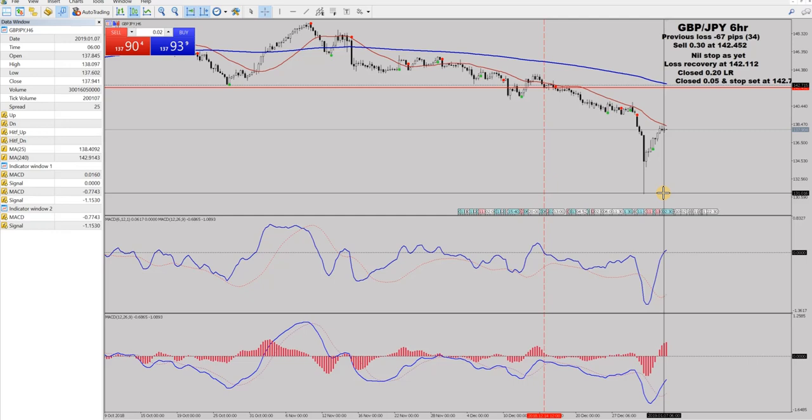That will be a buy once I finish this video. So I'll be closing that sell and taking a buy. That's a Pound Japanese Yen. Not a great setup, but it's valid all the same.